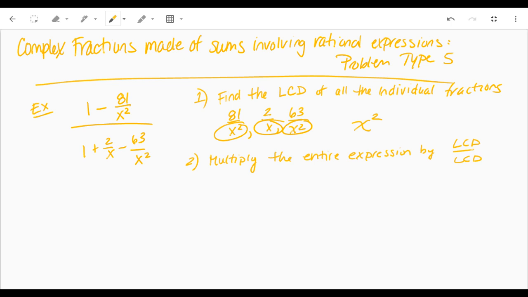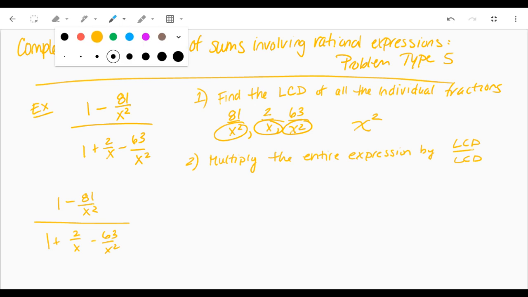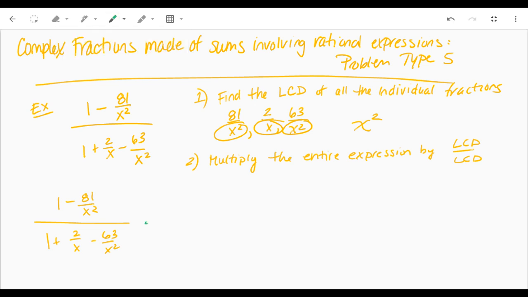Okay, so we're going to have 1 minus 81 over x squared, over 1 plus 2 over x squared minus 63 over x squared, and that is actually not, that one's just x. Okay, and we're going to multiply that whole thing by x squared over x squared.